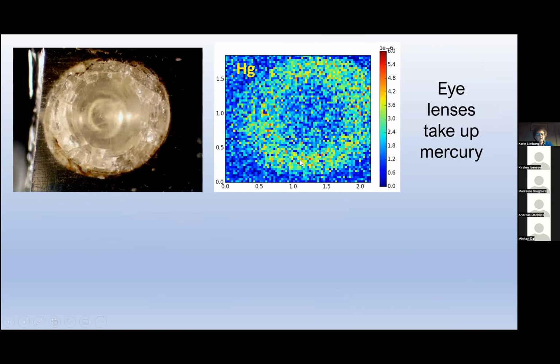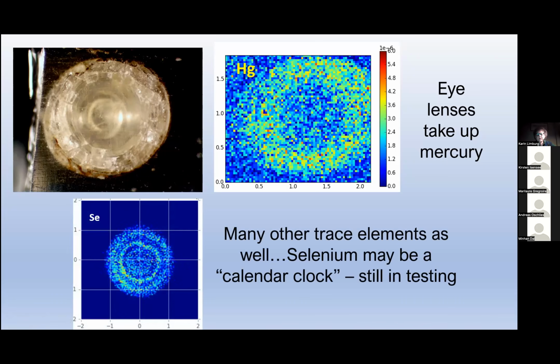So we're looking at lifetime. This is a cross section of an eye lens, and this is the corresponding mercury map, again taken with a synchrotron. We're using different instruments now. But you can see that there is a lower concentration in the interior part, and then as this particular fish switched to eating other fish, it started accumulating mercury. There are a lot of other trace elements too that we're looking at and still testing out, but selenium may be something that might help us time the uptake of things too.